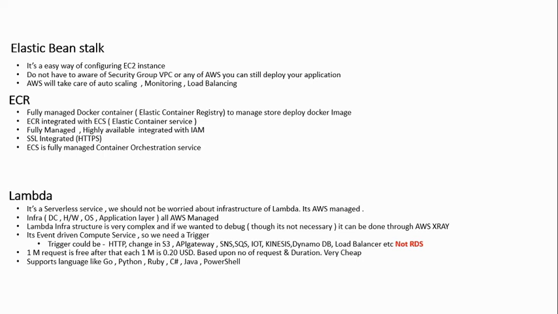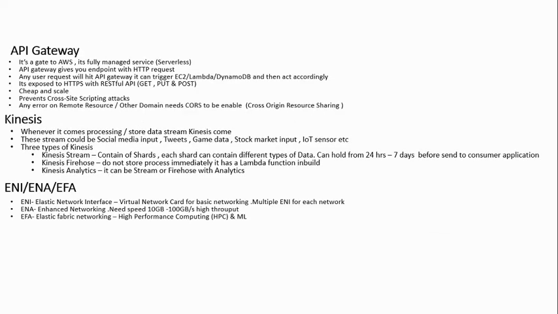For example, suppose an SNS notification came, and after that I triggered a Lambda. Based upon the notification, I want it to process some set of services, so it will do that, based upon the code, which can be written in Go, Python, Ruby, C Sharp, Java, PowerShell. So this is it, guys. Let's go into the next one, and this is our last section, and after that I'll just cover two to three topics.